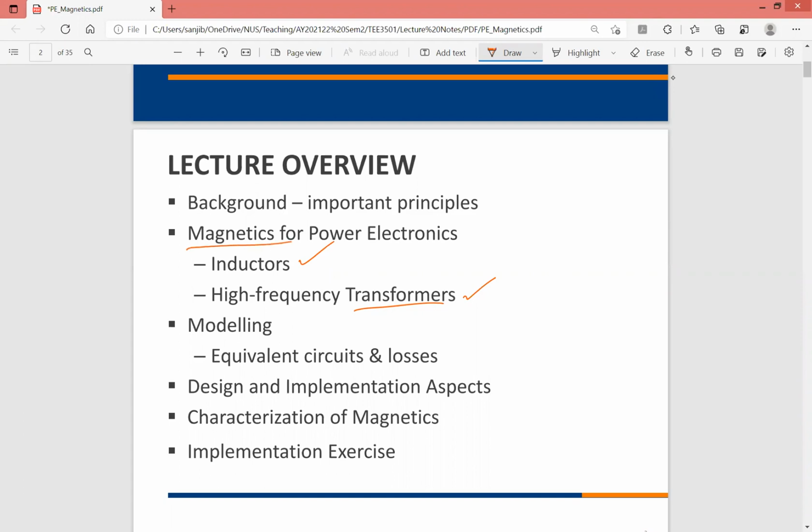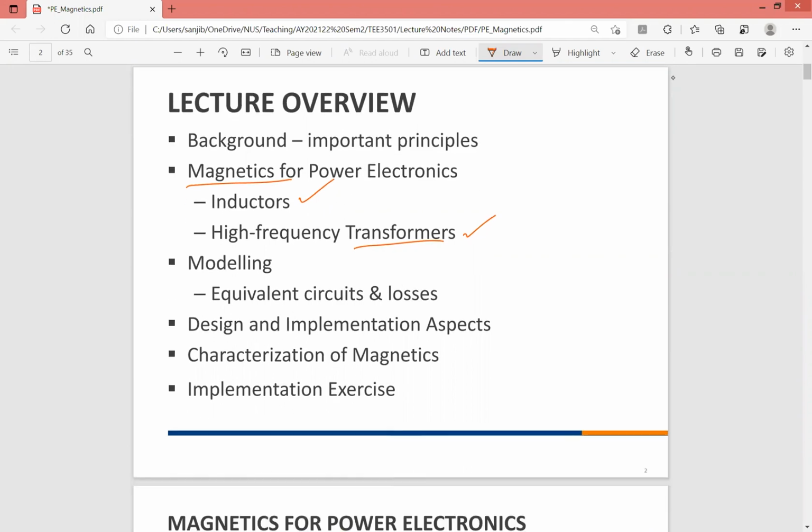So that's how we learn what exactly is the principle of operation of inductors and transformers, which together are called magnetics. Then we'll do the modeling, equivalent circuit, and we can also calculate the losses in this, because if you want to calculate the efficiency of the converter that you design, then you should know the losses in different parts. Earlier, we have seen the losses in the switches, right? The switching loss and conduction loss. Then the other elements are the inductors, right?